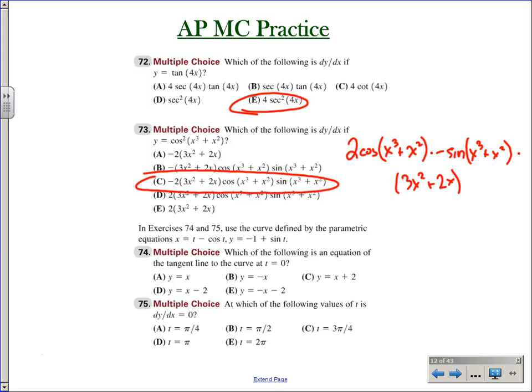Number 74 and 75, parametric curves. There's an x of t and there's a y of t. Equation of a tangent line. Did you guys properly find your derivative using what idea or formula? Y prime over x prime. dy dt over dx dt will give you dy dx. You should have ended up with cosine of t all over sine of t, which I guess you could have done.